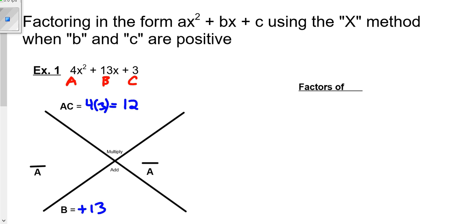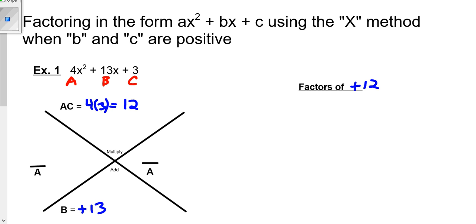Now, before we can fill in these other 2 parts, we need to get our factors first because these are our 2 middle terms. When you multiply your 2 factors together, you'll get 12. And when you add them together, you should get 13. But first, we need to write down all our factors. And what are we finding the factors of? It's whatever AC is. And that is a positive 12.